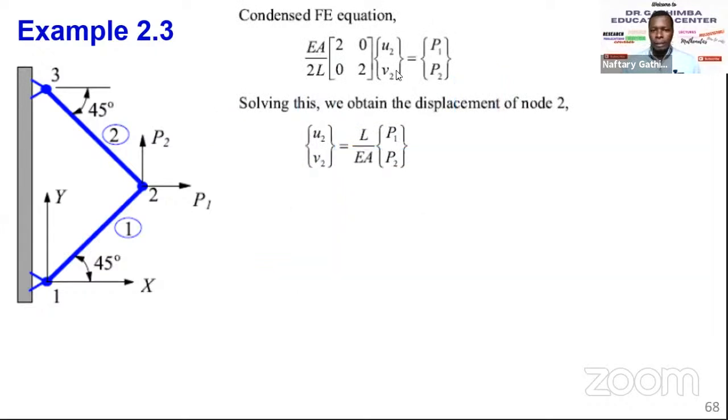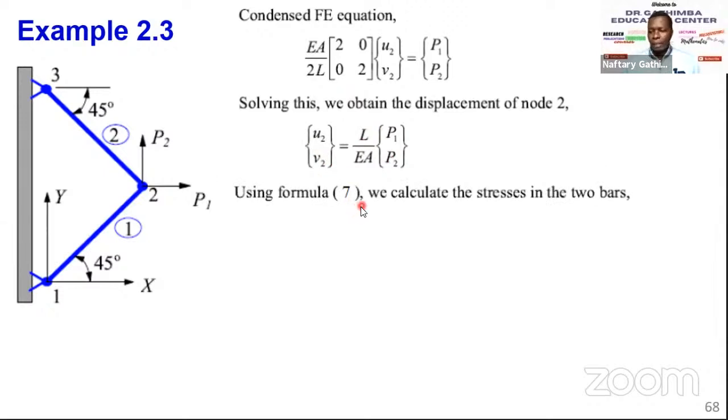indicated here. So you can solve to obtain what is U2 and what is V2. Of course, you make them the subject of the formula. This is simple. You need to get the inverse of this simple square matrix so that you can pre-multiply and you move everything on the other side. You're going to get what is U2 and V2.